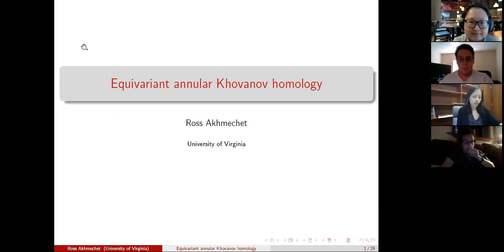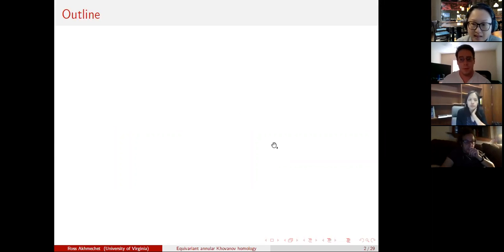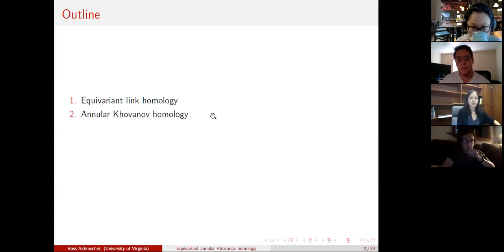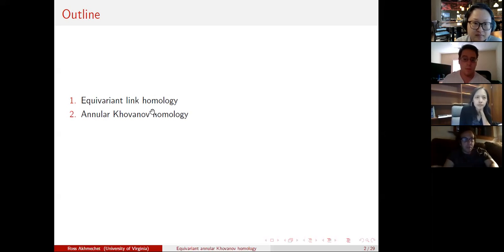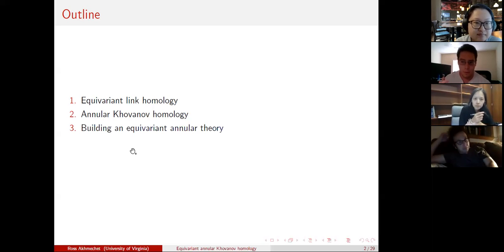So I'll talk about this preprint from a couple months ago on equivariant annular Khovanov homology. I'll just start by saying the outline. I'll talk about equivariant link homology for links in 3-space. Then I'll talk about the annular theory for links in a solid torus. Then I'll say how to put these together, or one way to do it. And then I'll mention some properties of it.